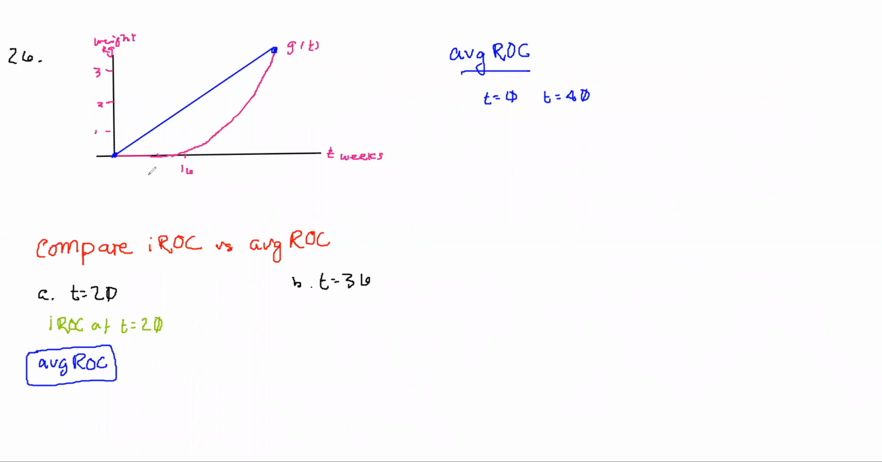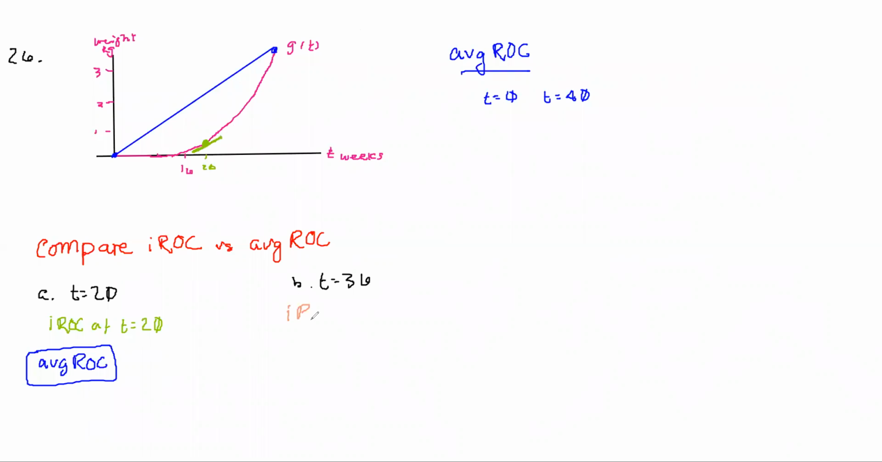So for part A, I have my average rate of change now. What is it going to look like when I have something, this is t is equal to 20, right? And that's 20. What does this line look like? What does the tangent line look like? It's positive, but not as steep as it's going to be at 40 weeks. Yes, very true.